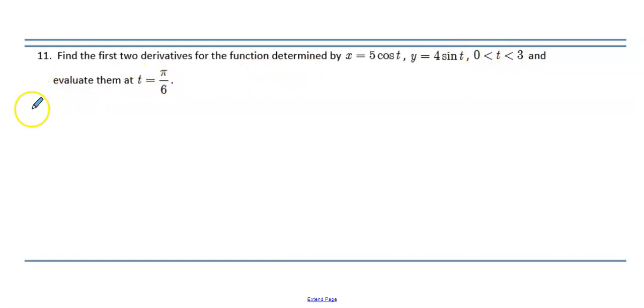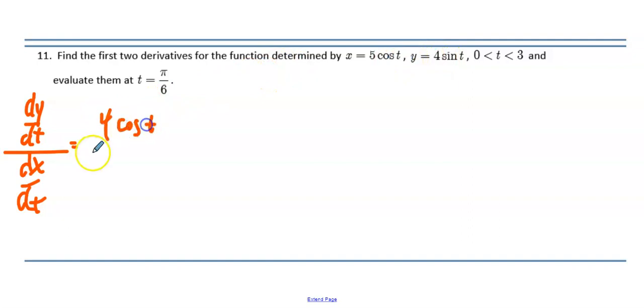Well, first thing we want to do is find the first derivative. Well, that's just dy over dt, dx over dt. So we're going to take the derivative of this, like we normally would. So it's going to be 4 cosine of t. Awesome. We're going to take the derivative of this. Well, it's going to be 5 times negative sine of t.